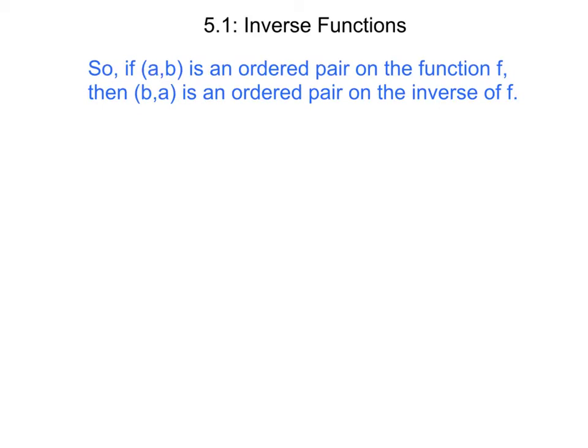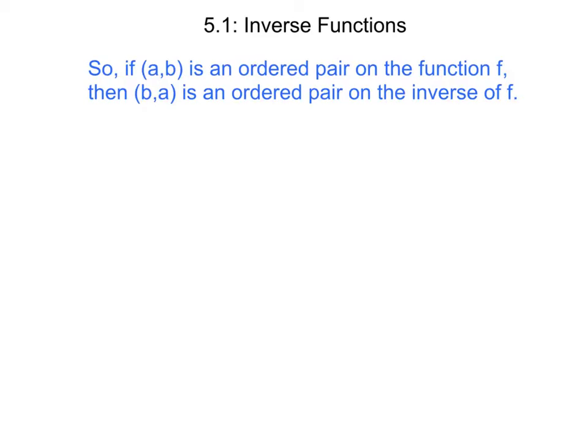So this leads us to a very important fact. If we know the ordered pair (a, b) is on the function f, then the ordered pair (b, a) will be on the inverse of f. And that's just because the input becomes the output and the output becomes the input. So the x and the y coordinates of an ordered pair get interchanged.